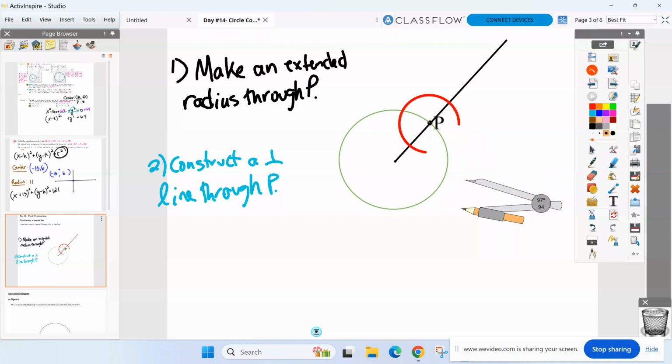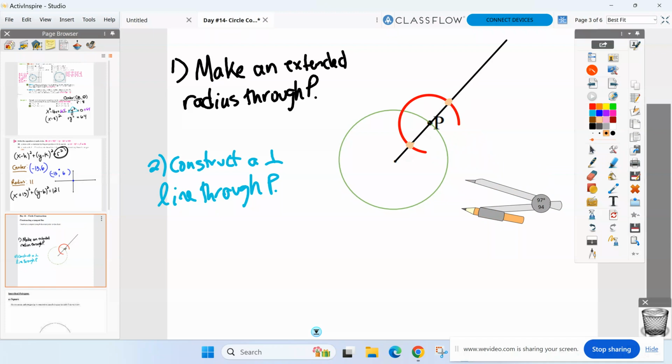I'm going to slow down. Mark those 2 points where it hit your extended radius, because that's where we're going to put our compass in the next 2 steps. That's why we made this arc. So now I know where to put my compass in the next 2 steps. Here and here.